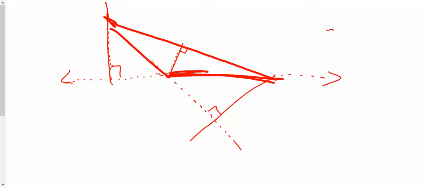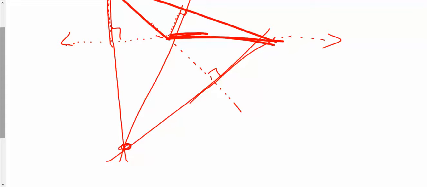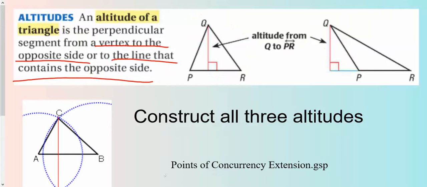Now, just like all the other lessons, the altitudes are going to meet somewhere, and that point is another special point. It's called the orthocenter. We're going to do the constructions in class, just like the other ones. We're going to do all those on one day, but I'm going to show you a little bit about the orthocenter and where it can lie using this demonstration here.